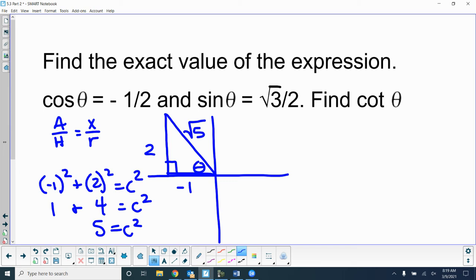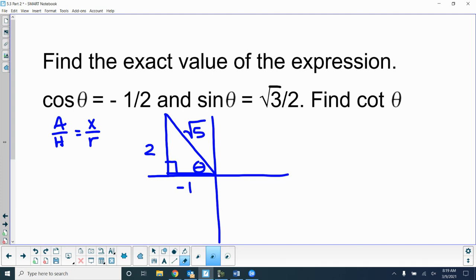What did I do wrong? I did that all wrong. What did I do wrong? Who can tell me? Not everything. Renita. I put the 2 in the wrong spot. Sorry. That's the hypotenuse, right?